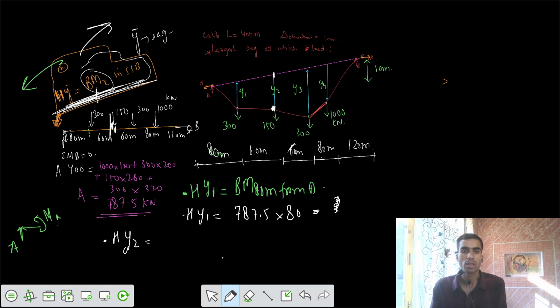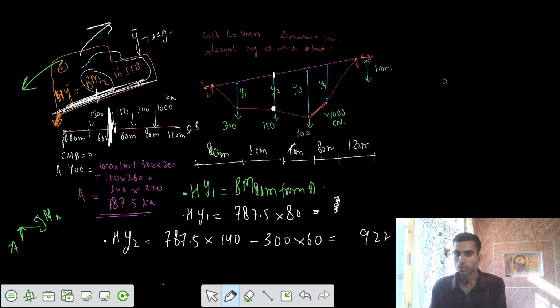Can you say what's the bending moment about this section? I would say that is equal to reaction A, 787.5, into length of 80 plus 60, that is 140 meters, and it's clockwise. The second one, because of the load of 300 kilonewton, is anti-clockwise, so you can write 300 into 60 meters. So the overall value is 92250 kilonewton meter.